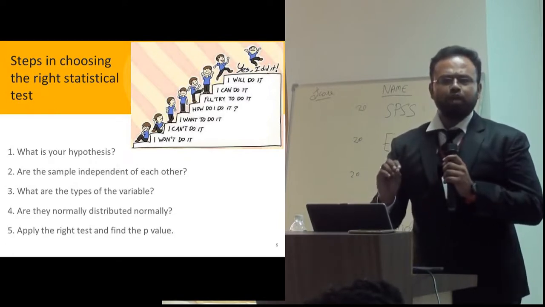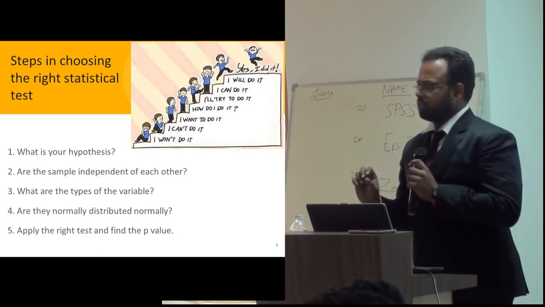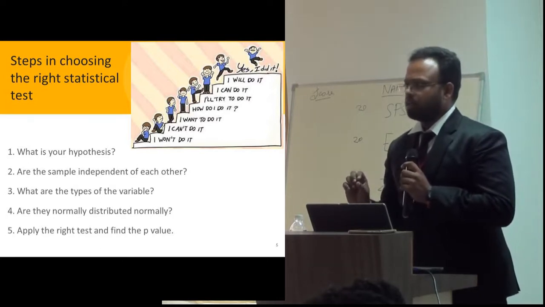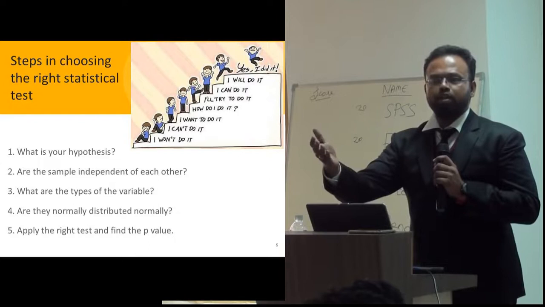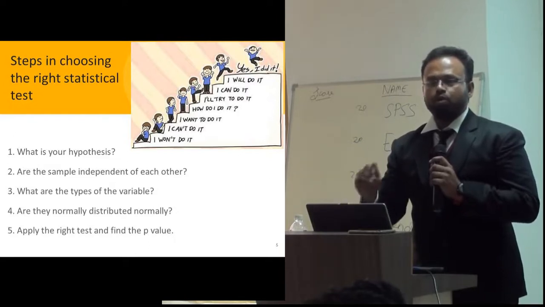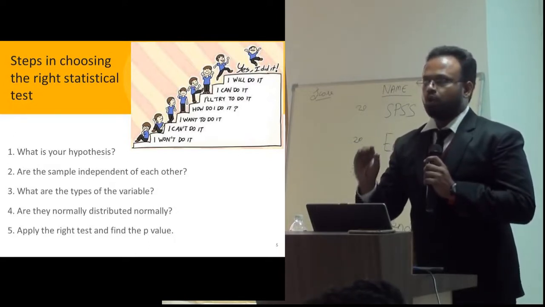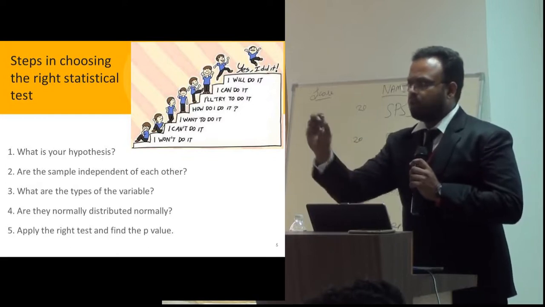Hypothesis: why is your hypothesis important? Hypo means what? Below. Epi is over, upon, among. Hypo is below. It is just below your thesis. Your hypothesis is placed just below your thesis.